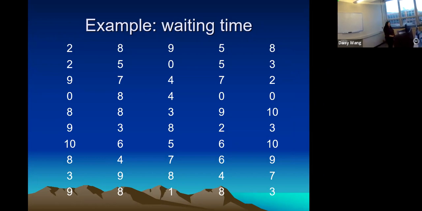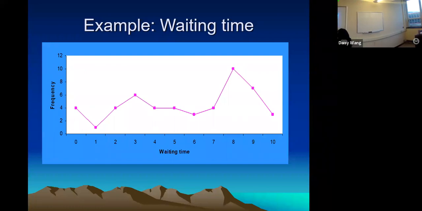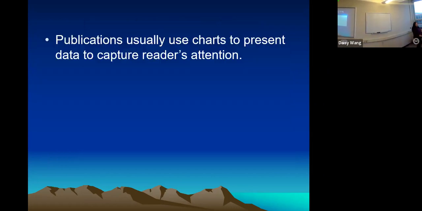Okay, so there are 4 customers out of, I think this is 50 customers. They don't need to wait. They wait less than 1 minute. Okay, so we can put it into the line. So this is a line chart, and then it will show us, oh, the majority of the people wait for 8 minutes. Okay, so that's the frequency.